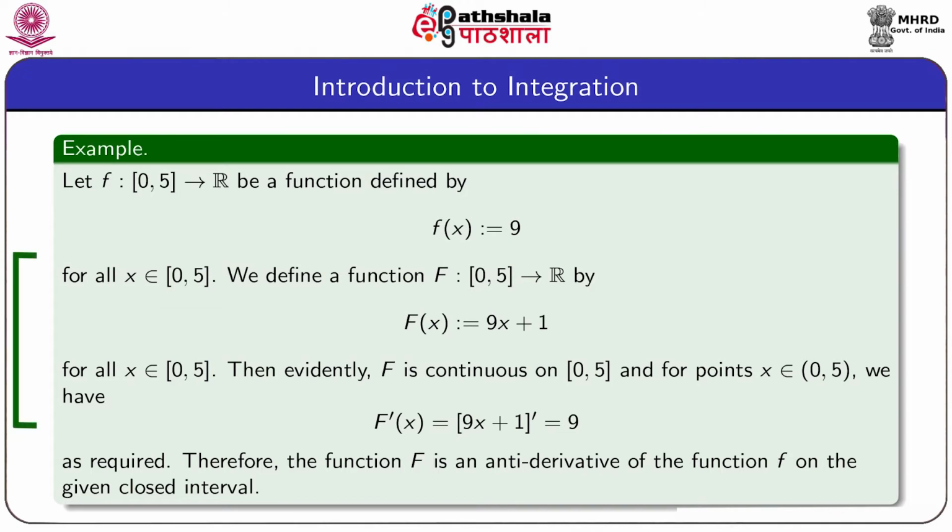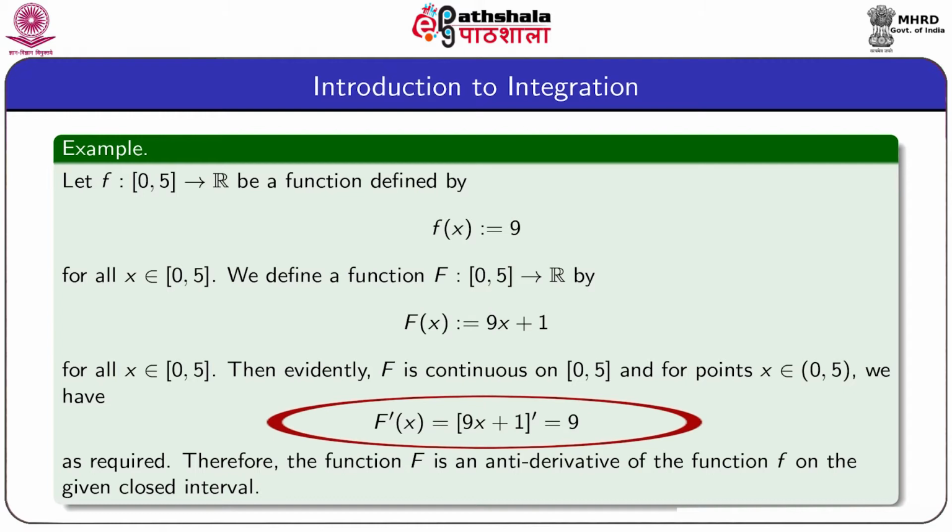Then evidently the function capital F is continuous everywhere on its domain, that is on the bounded closed interval 0, 5, and for every point x in the corresponding open interval, that is 0 to 5, we have capital F dash x, that is the derivative of 9x plus 1, which equals 9. Therefore, the function capital F is an antiderivative of the function small f on the given closed interval.